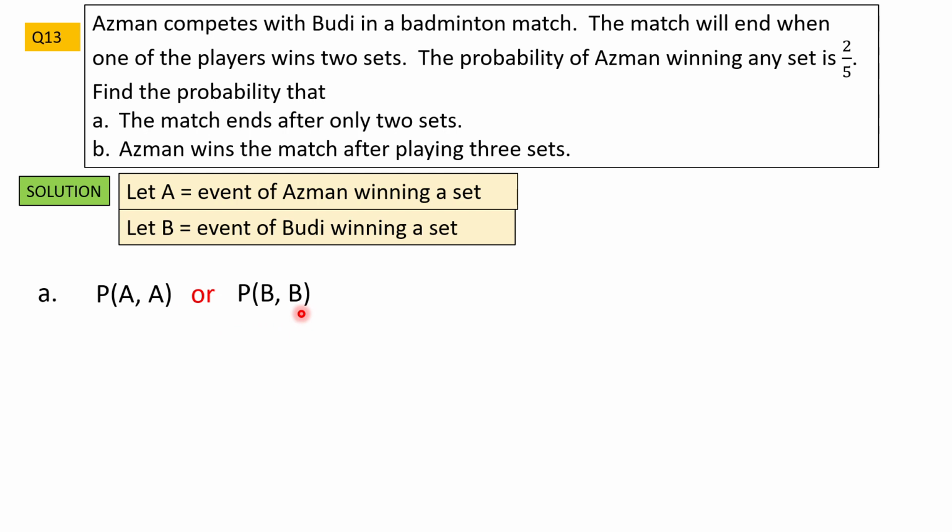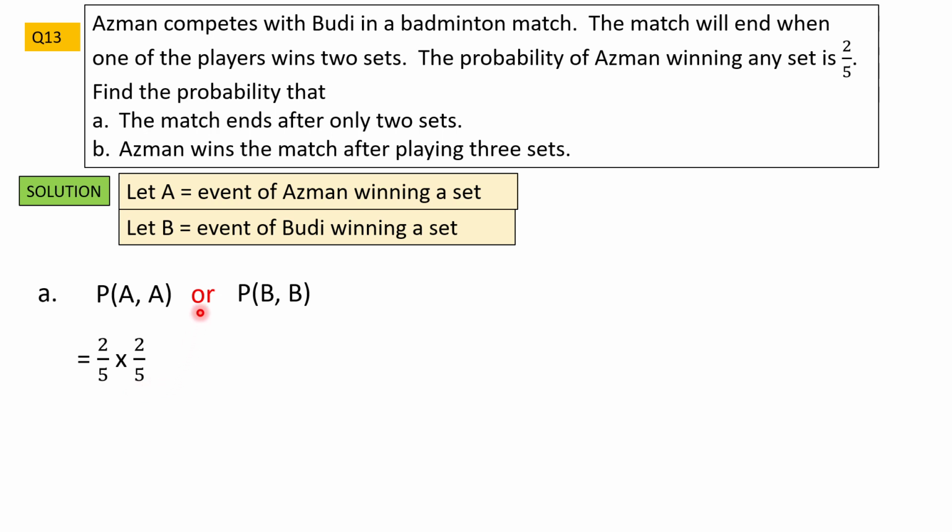So now we have 2 possible outcomes here. Either Azman wins the first 2 sets or Budi wins the first 2 sets. The probability Azman wins is given as 2 over 5. So 2 over 5 times another 2 over 5. Probability A and A means probability A times probability A. Therefore, it is 2 over 5 times 2 over 5.